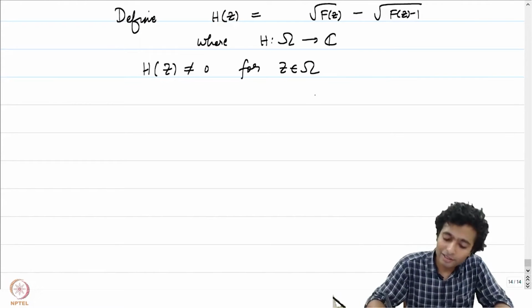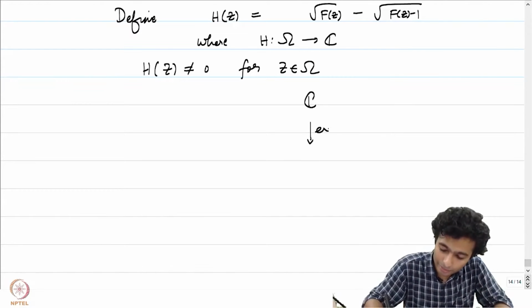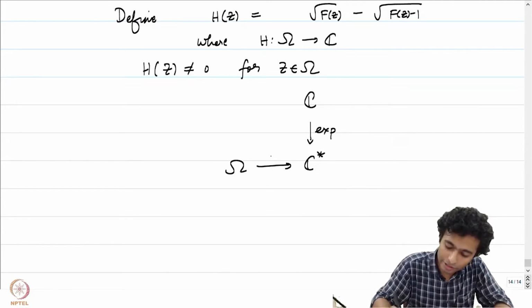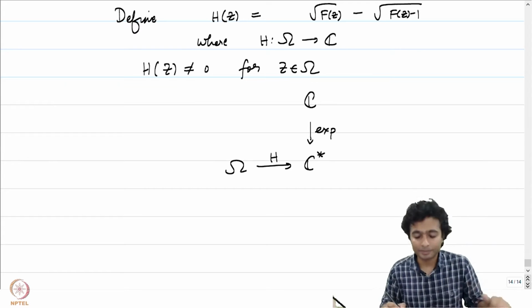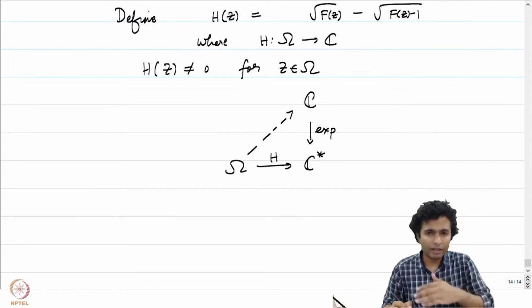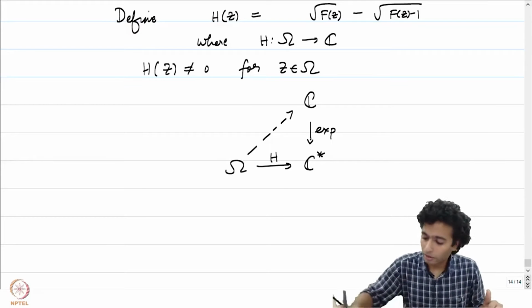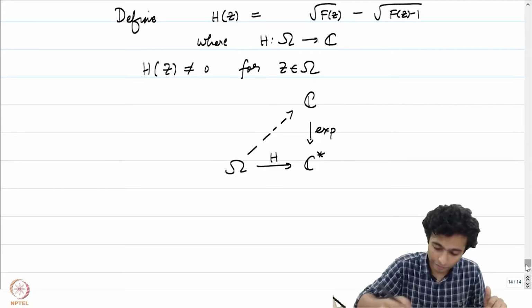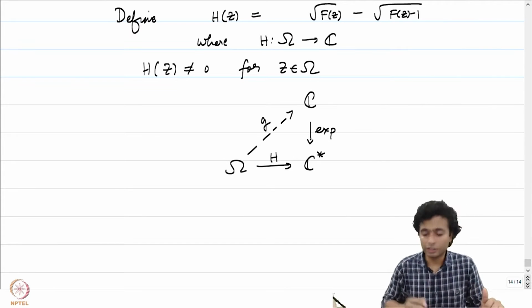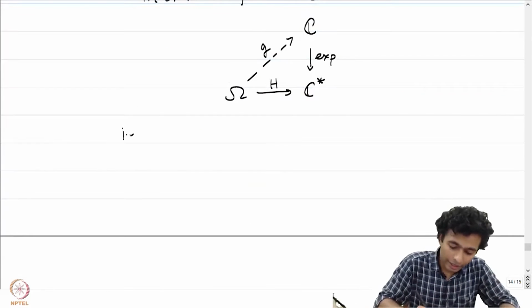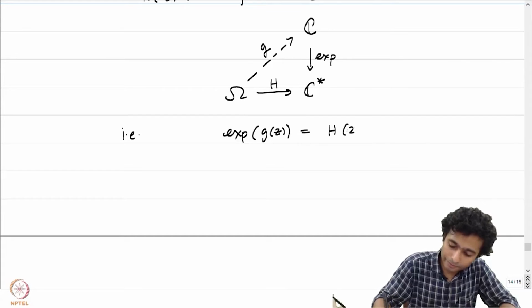I'm going to again consider the covering map exponential, which is from C to C star, and look at the map h now from omega into C star. We are again in a perfect setup to lift our function. We are effectively taking branches. If you are more comfortable with that language, this is a branch of the logarithm that we are actually considering. Let's call this lift g, i.e. exp of g of z is equal to h of z.